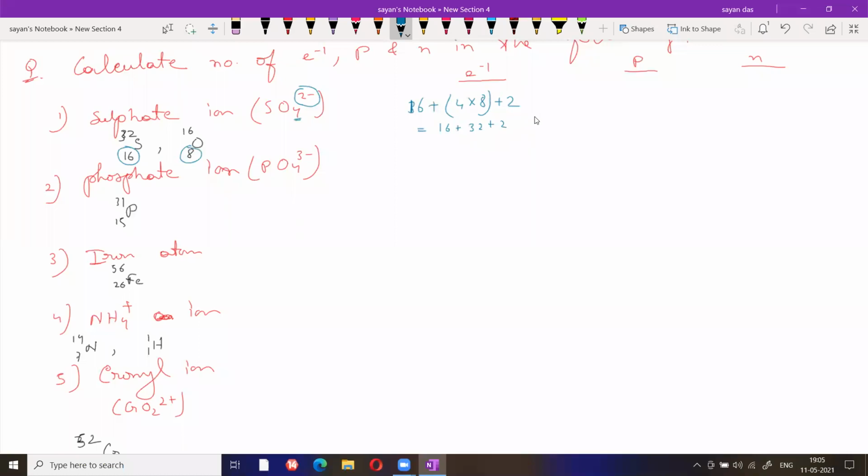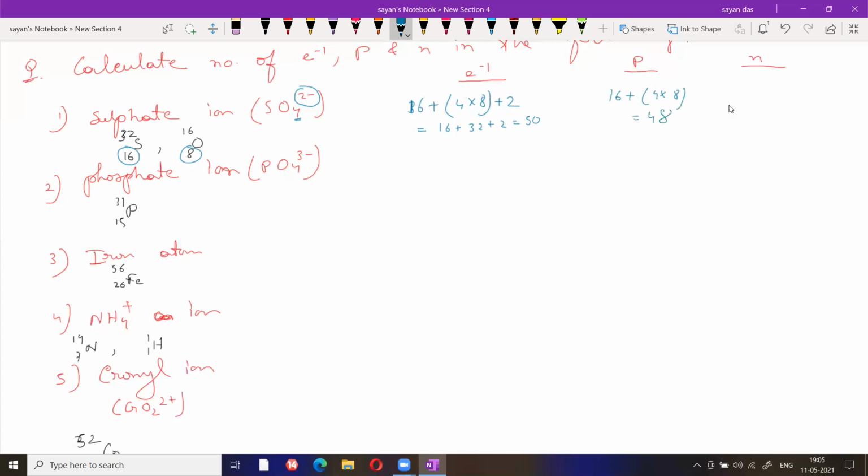Any doubt regarding this part? Do you have any doubt? No, sir. Okay. Now number of proton. Proton means again atomic number 16 plus in one oxygen atom 8 proton is present. Here 4 oxygen atoms. So after calculation it becomes 48.